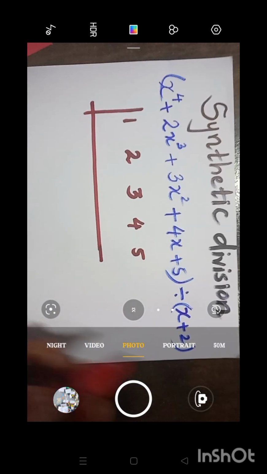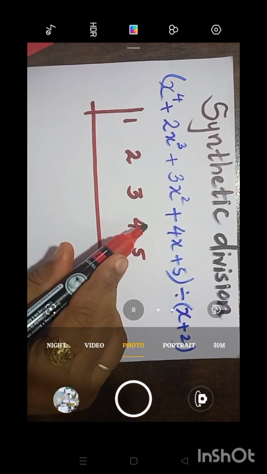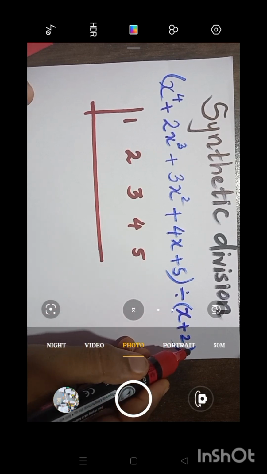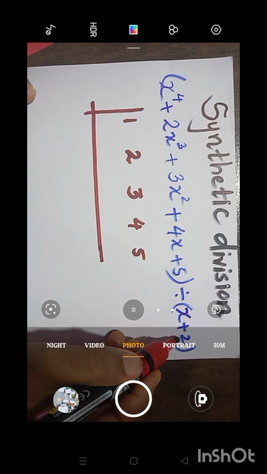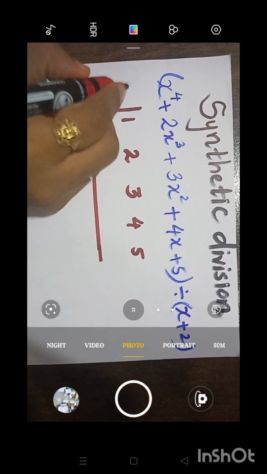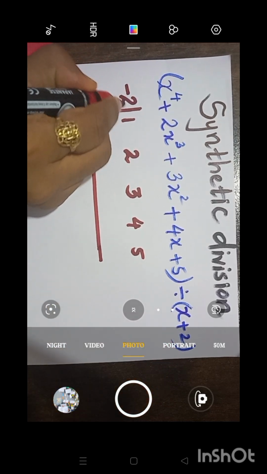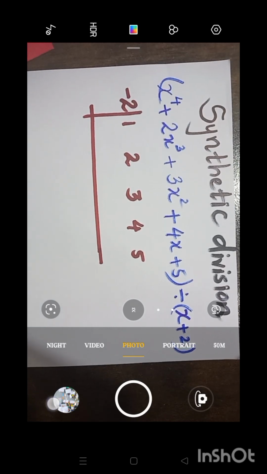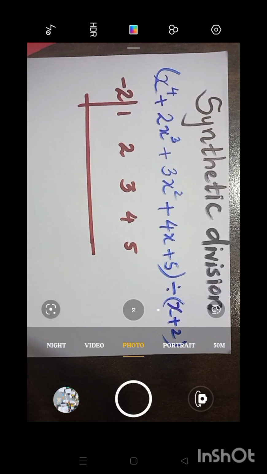And the second polynomial by which we have to divide this polynomial is x plus 2. So we need to take the opposite of this number, the additive inverse. If it is plus 2, I will take minus 2 here. Now let's start dividing.